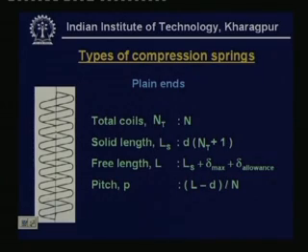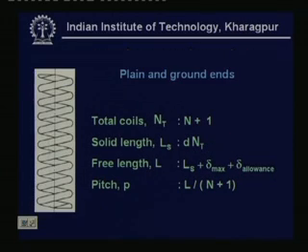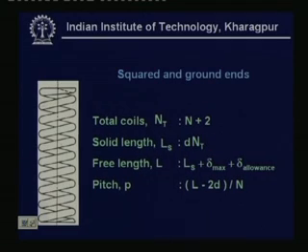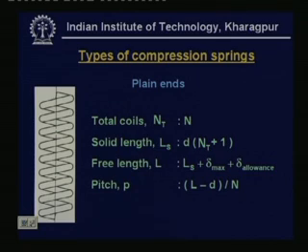So, when we talk about the compression spring, normally we will be having four kinds of compression springs. One is the plain end, and the other, as you can see, is the plain and ground end, then square and closed ends, and then squared and ground ends. Each has its own merits and demerits, but let us go for that. What we mean by all these nomenclatures is shown on this board.